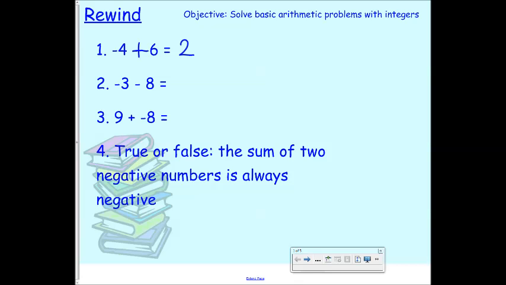Good. What's going on in number 2? They're both negative, so the signs are the same, so you add, and then keep the sign of the larger, so -8. And then what about number 3? Different, so you subtract, and you keep the positive because 9 is positive and it's bigger. Good. True or false? The sum of 2 negative numbers is always negative. True. If you add together 2 negative numbers, it will always be negative. It's just getting more negative.